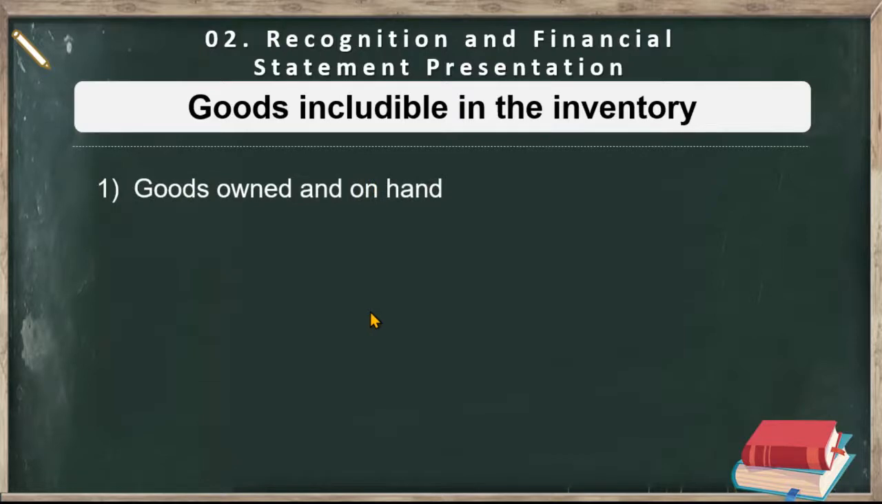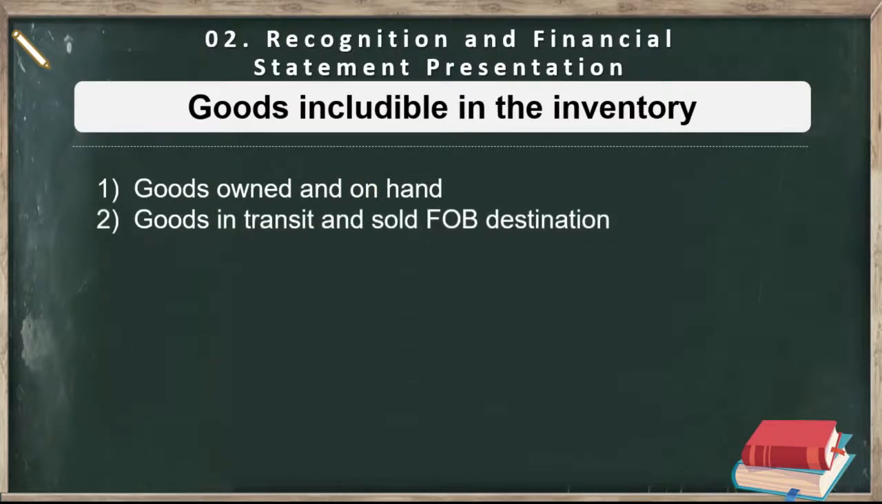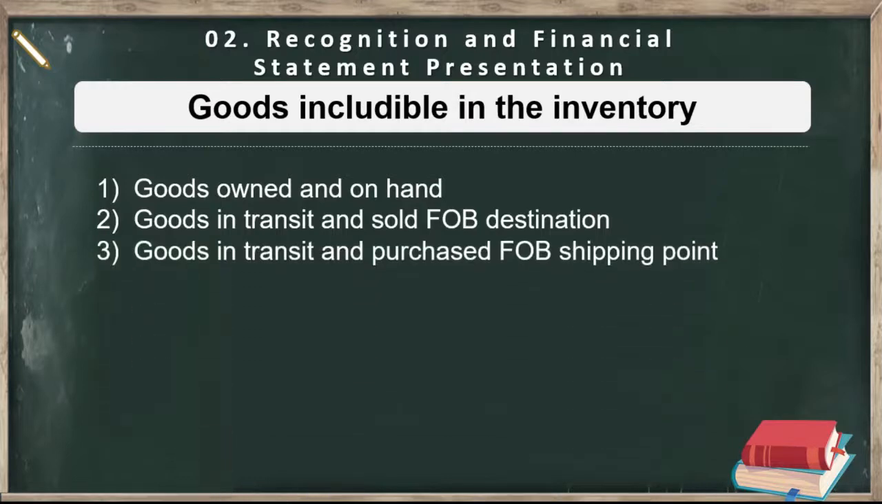So what are the goods includable? We have the goods owned and on hand. Also, we have goods in transit and sold FOB destination. So, padung pa sa ato ang buyer ni agibaligya nato siya as FOB destination, and you will learn later what is FOB destination. Goods in transit which are purchased FOB shipping point. This time kita ang nipalit ani and the term is FOB shipping point.